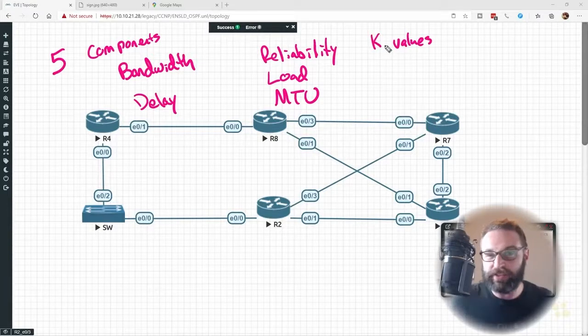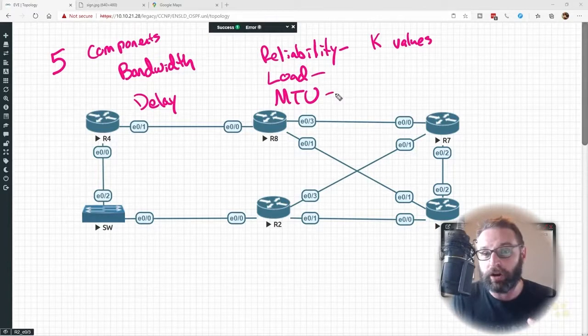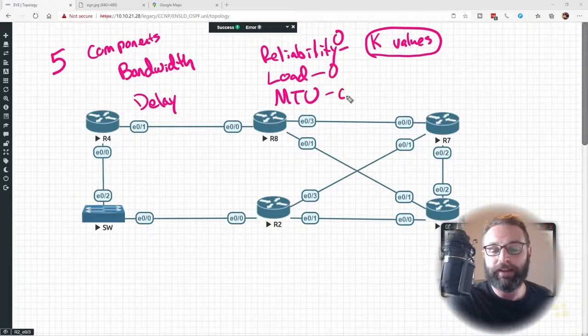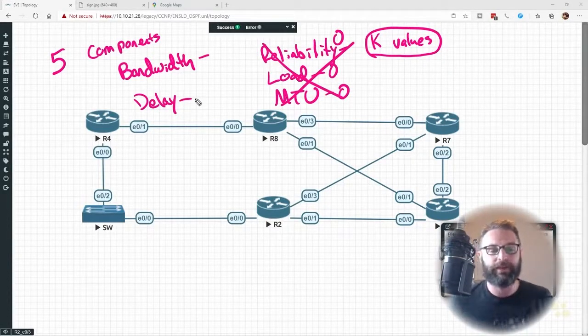At the end of the day, here's the real kicker. Reliability, load, and MTU are subject to change, or at least the MTU isn't as subject to change, but reliability and load are, and the MTU is often more or less not used. So in the actual K-value calculation where it comes up with the metric, these are multiplied by 0. In other words, they're not used at all in calculating the metric. Bandwidth, however, is used, and delay is used in calculating the metric.